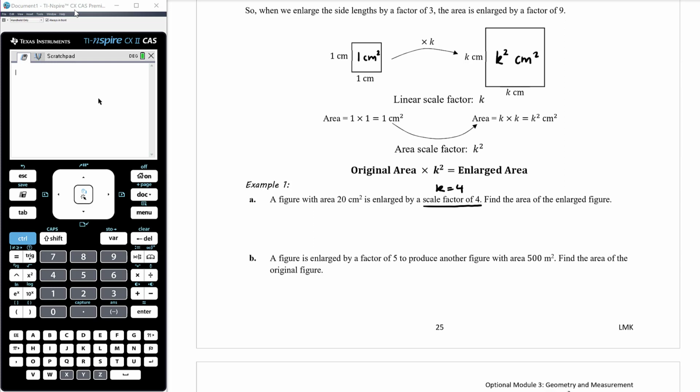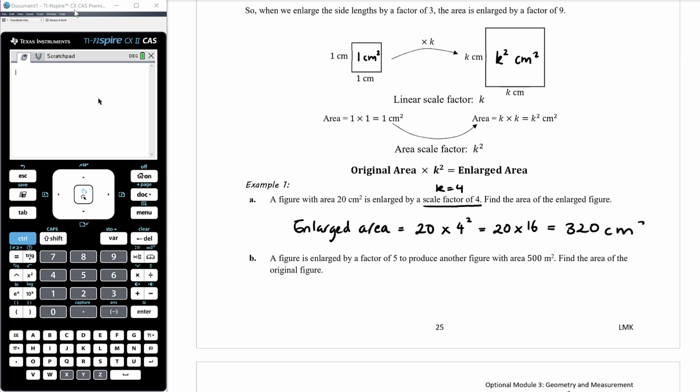Okay, so that's telling us that k is 4. Find the area of the enlarged figure. Okay, so the original area was 20, so the enlarged area is going to be the original area, which was 20, multiplied by our scale factor squared. So that means that the area scale factor is 16. The linear scale factor is 4, the area scale factor is 16.